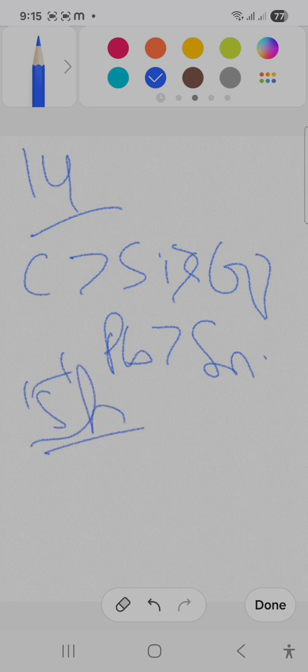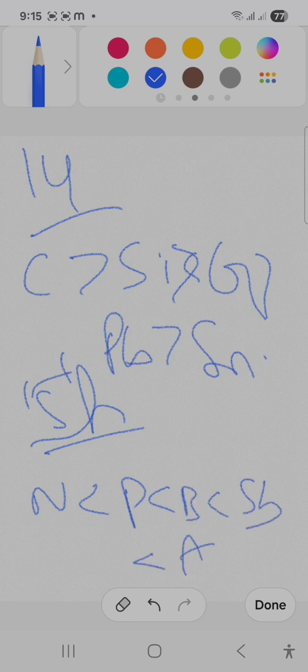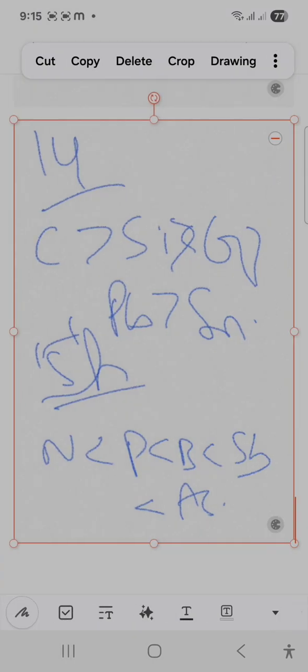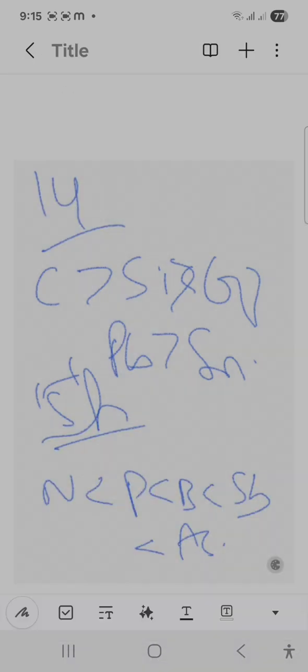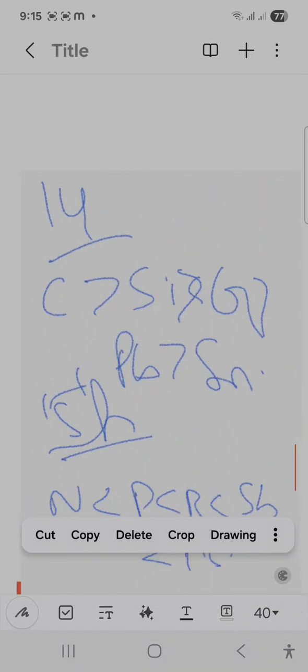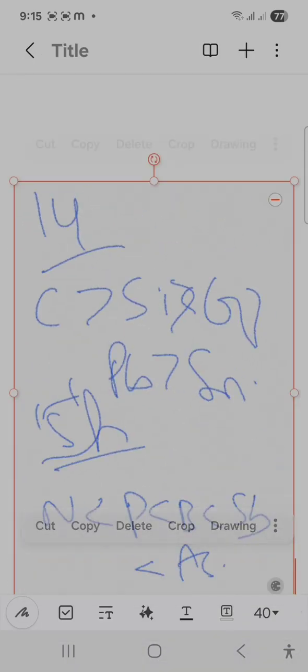In the same way, in the 15th group also you can exchange. Nitrogen, phosphorus, three elements. Now here bismuth, antimony, arsenic, like this. So like this we can explain the elements one by one.